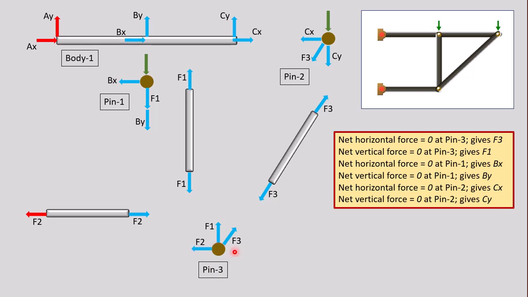F2 is known. We can write 2 force balance equations and can calculate F1 and F3. So remember, F1 and F3 are now known. With F1 known, when we go to pin 1, we can calculate Bx and By from 2 force balance equations.